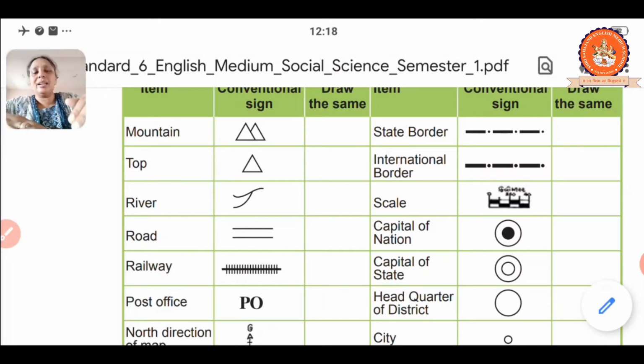I am explaining to you about conventional signs, direction and scale, but in our country the world is huge, so it is not possible to understand everything. So we take the map: how many countries there are, how many boundaries there are, which country belongs where, which are the neighbor countries. We get all the information from the map. This is the introduction of the map. Now the chapter will start.